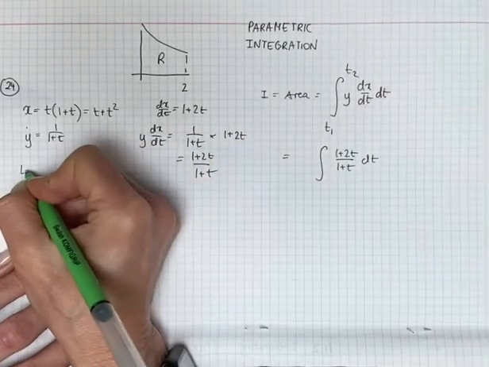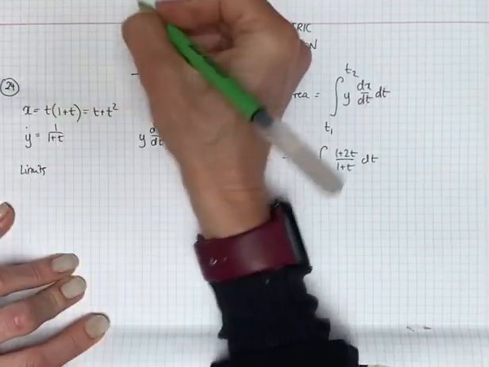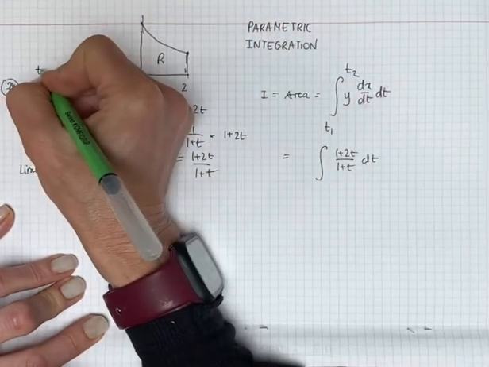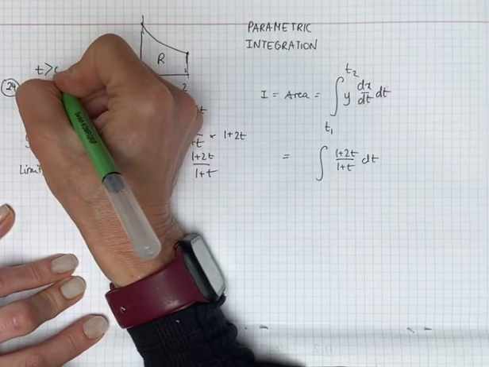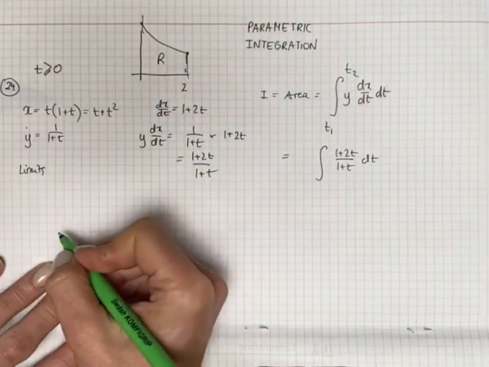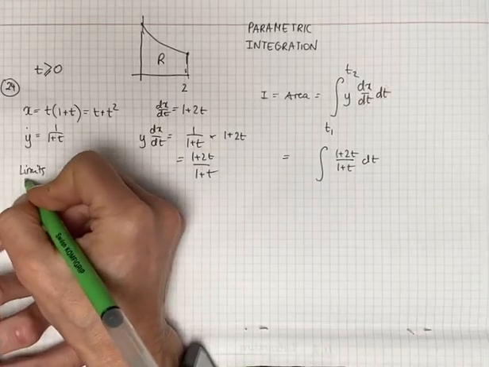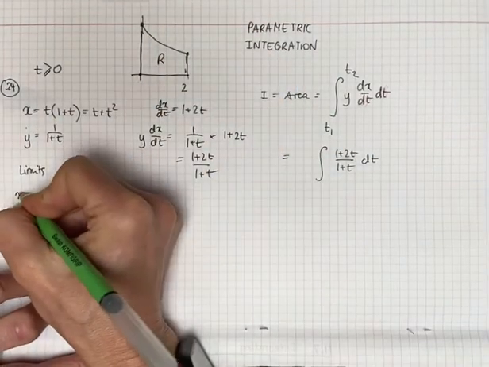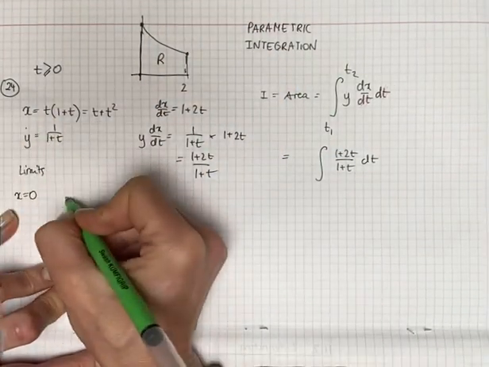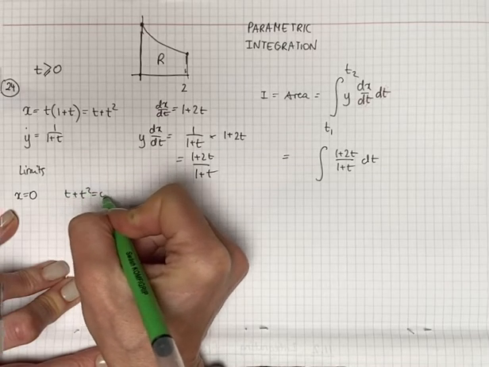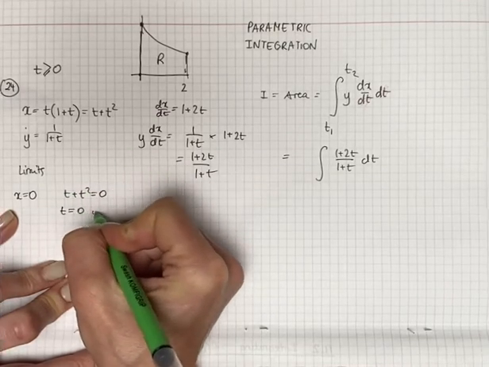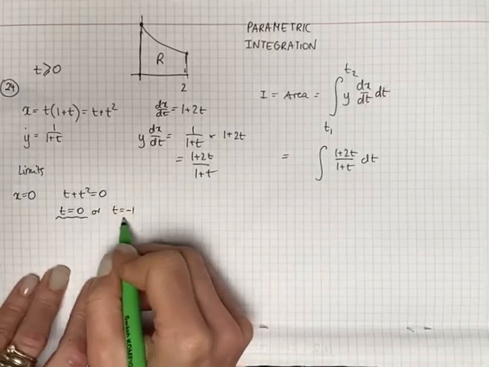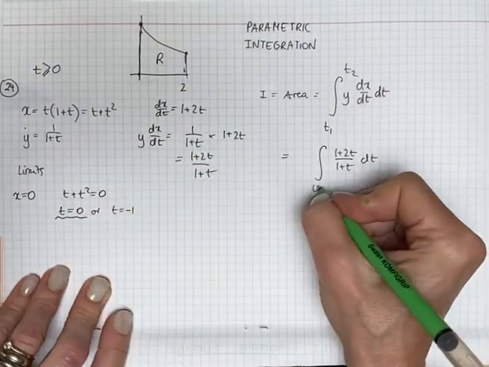The limits. So what I need to do is find the values of t at those points here. Now you are told that t is greater than or equal to 0 for this particular curve. So that will help us with finding. Now this point over here, I know that the value of x is definitely equal to 0. So if I make t plus t squared equal to 0, that gives me t is equal to 0 or t is equal to minus 1. Since t cannot be equal to minus 1, it has to be 0 at the lower limit.